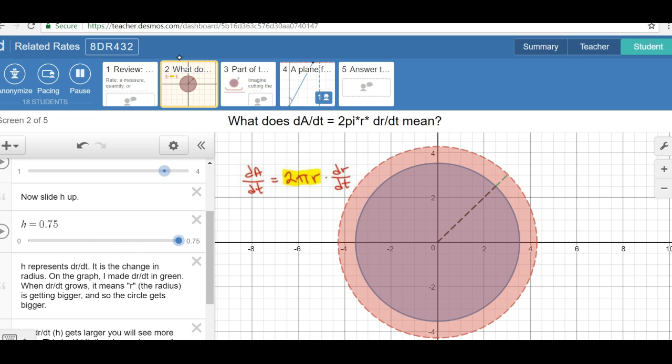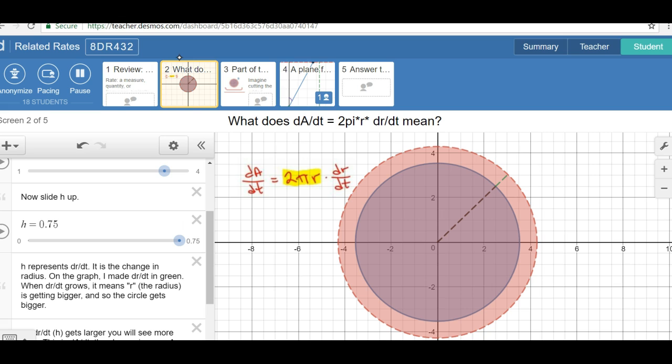But notice that little green region, that's representative of the change in the radius, how the radius got bigger. So the black line was the old radius. The green line is how much it changed. And because it got bigger, we added this pink region of area to the old purple region. And that's supposed to be representative of this dA dt.